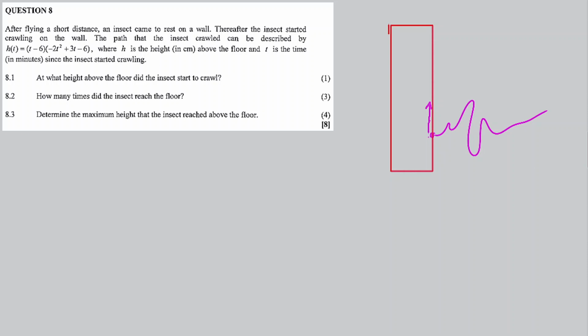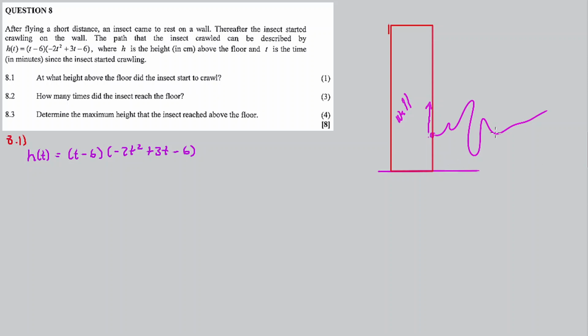Now 8.1: at what height above the ground did the insect start to crawl? This is the ground and then this is the wall. I'm just giving you a visual picture. And this is the equation used to model the height traveled by our insect. Now we want to know at what height above the floor did the insect start to crawl.